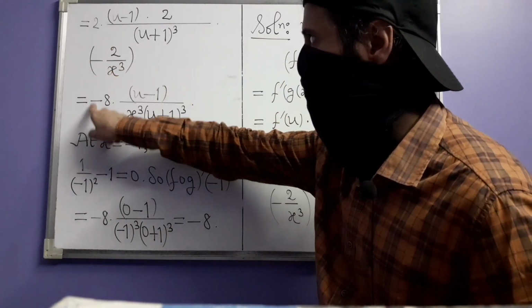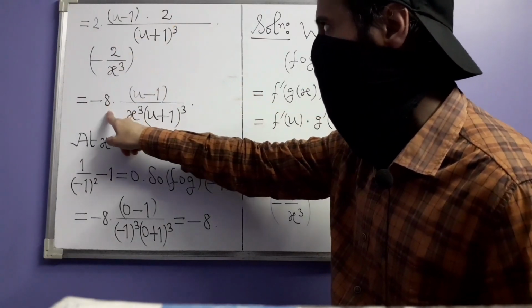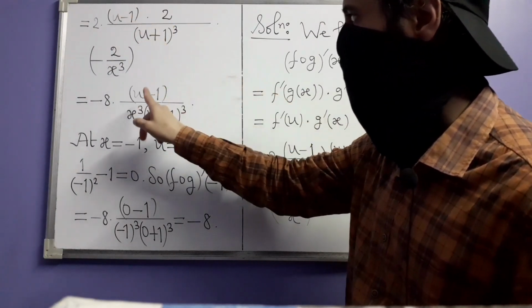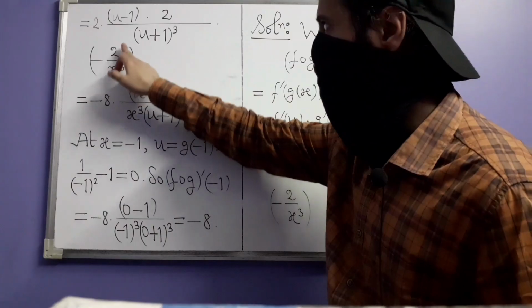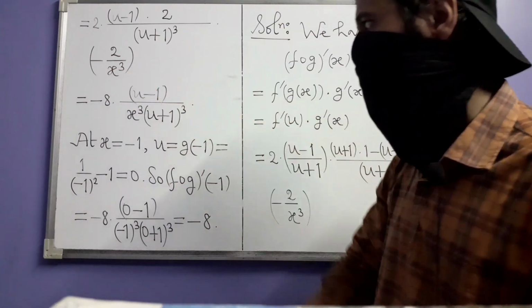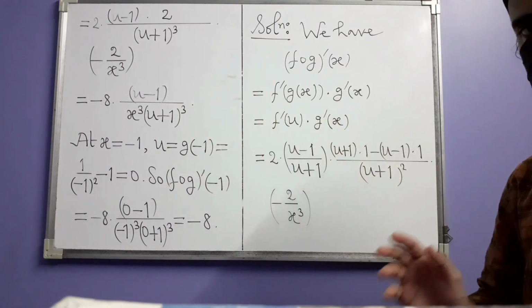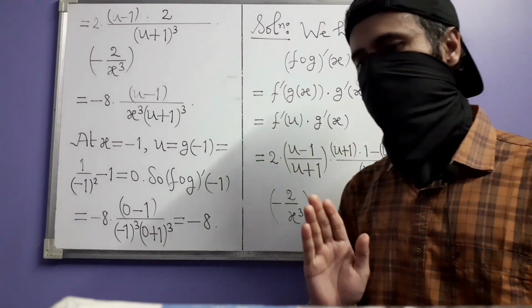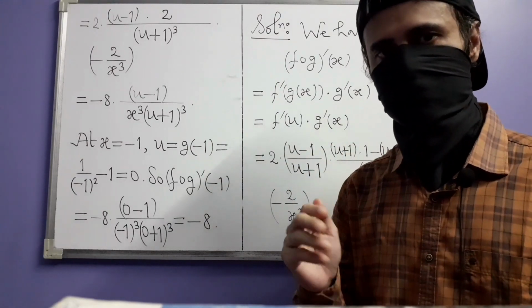And now only we see what all these things give us together. Already there is a minus sign. 2 times 2 times 2 is 8, and with that u minus 1 divided by x cube and u plus 1 whole cube. Now let us separately see what u becomes when x is minus 1, because u is a function of x.